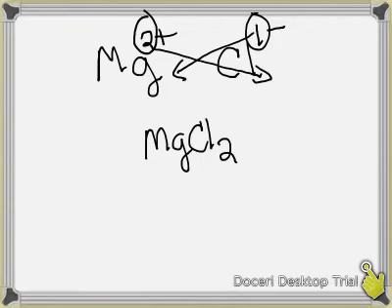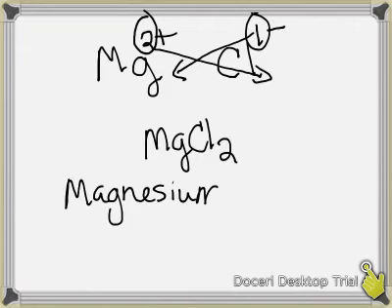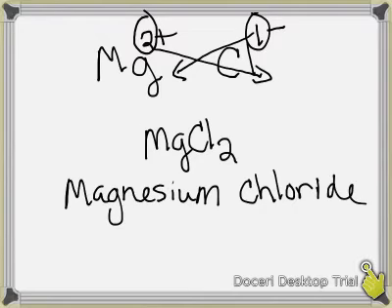So now let's see if we can name him. So again, you name the cation first. So what's the name of our cation? Magnesium. What's the name of our anion? Chloride. And we're done. You guys ready? You want to do another example? I think so. All right.